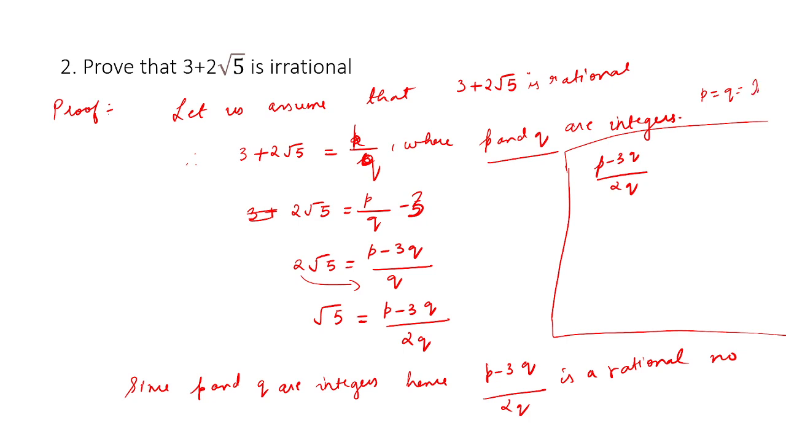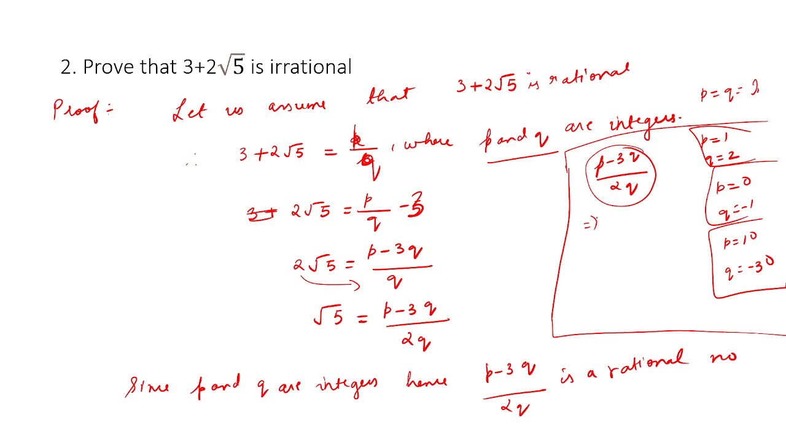If p is 1, you put q as 2. You can substitute any value you want. If p is 0, you put q as minus 1. If p is 10, you can put q as minus 30. Suppose I put p equal to 1 and q equal to 2, so 3 into 2, and 2q is again 4. I get 1 minus 6 by 4, so it's minus 5 by 4.